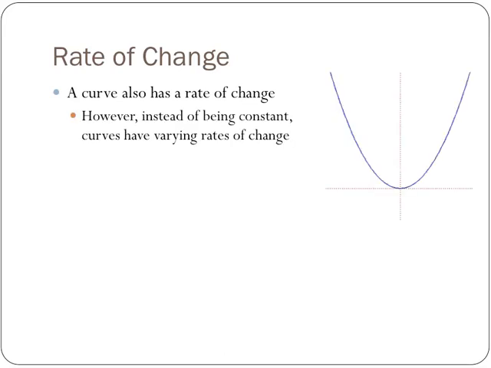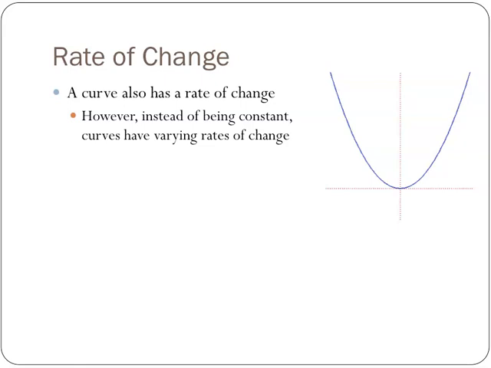A curve also has some sort of rate of change, but the issue is, unlike a line where the rate of change is constant, no matter where you are on a straight line, that slope is the same. On a curve, the rate of change is different depending on where you are. So here's an example. You have a parabola, and you can see that the rate of change is negative on the left-hand side, and it's positive on the right-hand side. And right in the middle, the rate of change is 0.